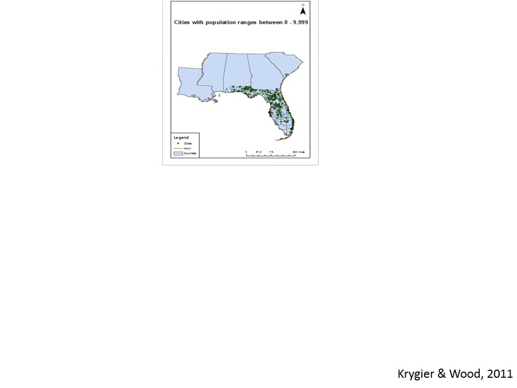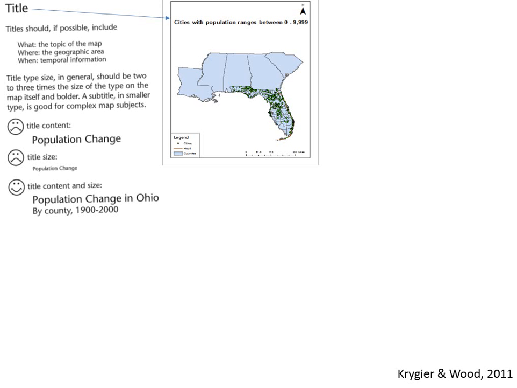The first thing I'd like to talk about, and I'll also say that these few things we're going to discuss here are by no means exhaustive. There are plenty of additional things, but these are some of the most egregious things that'd be worthwhile to talk about. First one is the title. If possible, the map title should include what the topic of the map is, the geographic area it covers, and when possible, the temporal information of the map. And the title font should be big enough to be clearly read. And if you have a subtitle, it's often nice to put that in a little bit smaller font.